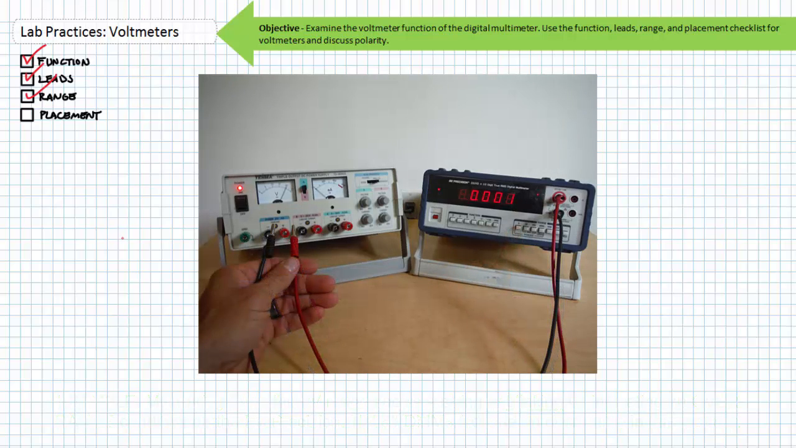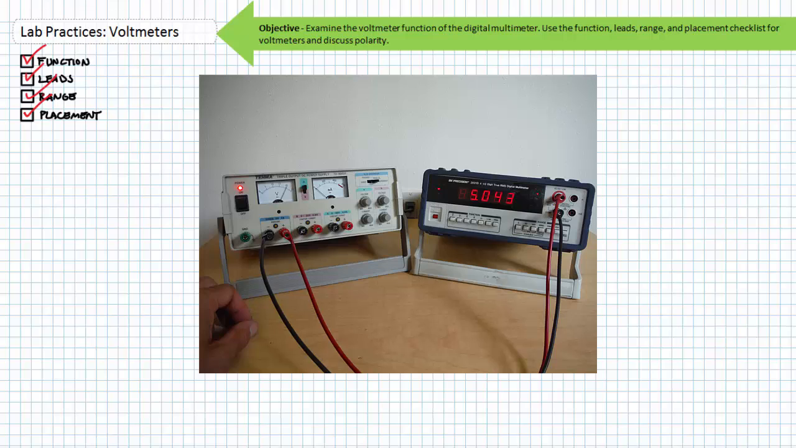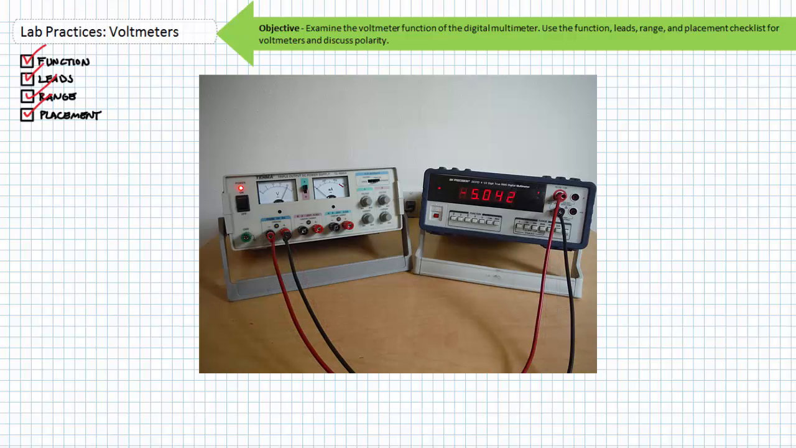Placement. Now that we're in the DC voltmeter function, our leads are in the correct place, and we're in the right range, all we've got to do is place the voltmeter leads across our terminals of interest. In this case, we're again observing close to our expected value of 5 volts. And if I swap the leads, we could expect to observe the same magnitude but of opposite polarity.